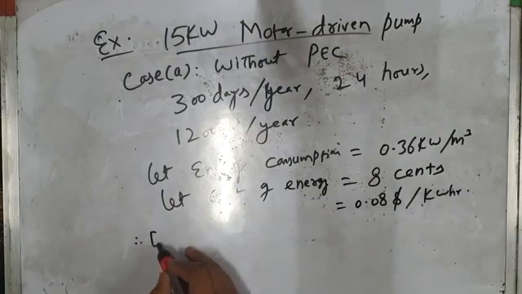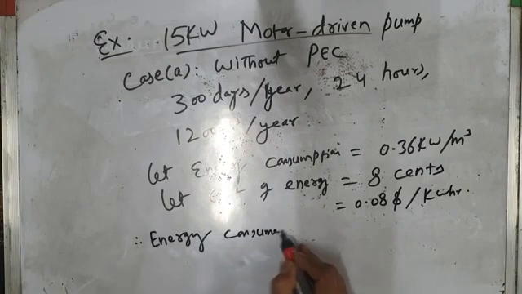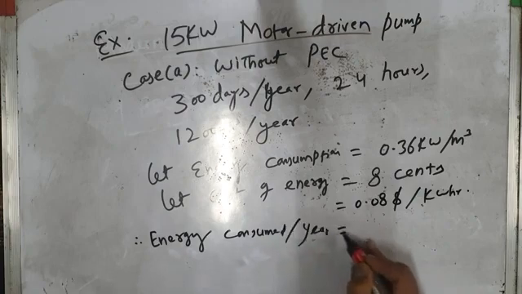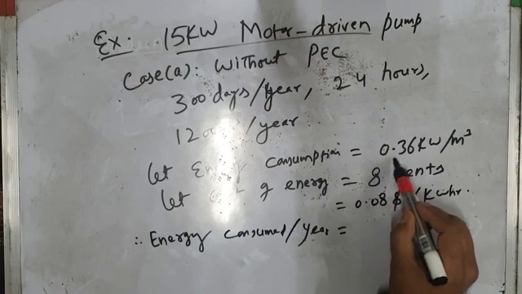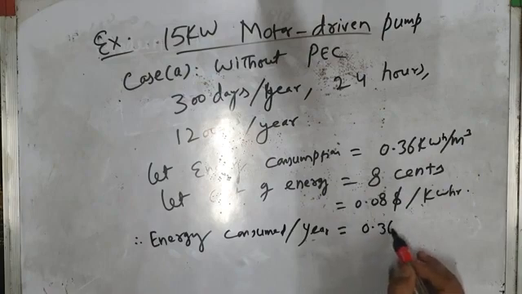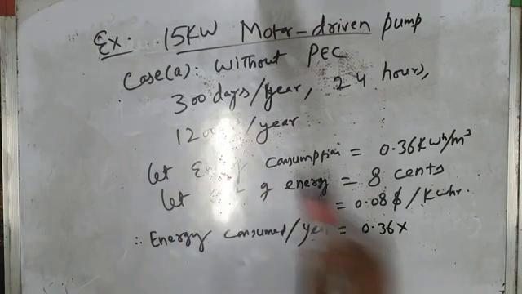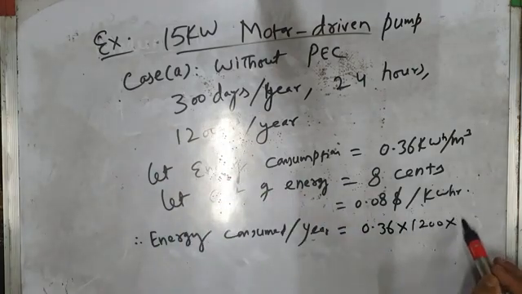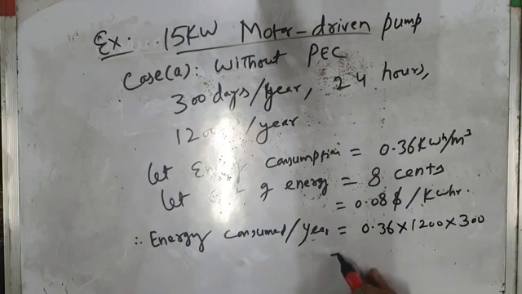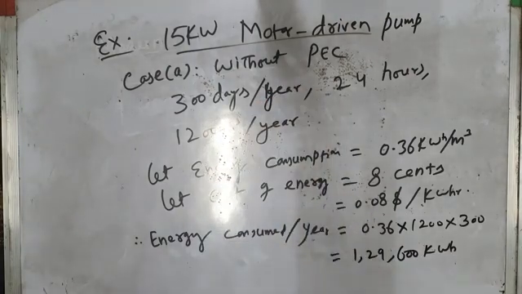So therefore, how much energy are we consuming in a year? Energy consumed by the pump per year is equal to 0.36 kilowatt hour per cubic meter multiplied by the total water we are pumping, 1200, and how many days are there in a year? 300 days. If you calculate it, it comes out to be 1,29,600 kilowatt hour. This is the amount of energy that this conventional motor driven pump is consuming from the source.